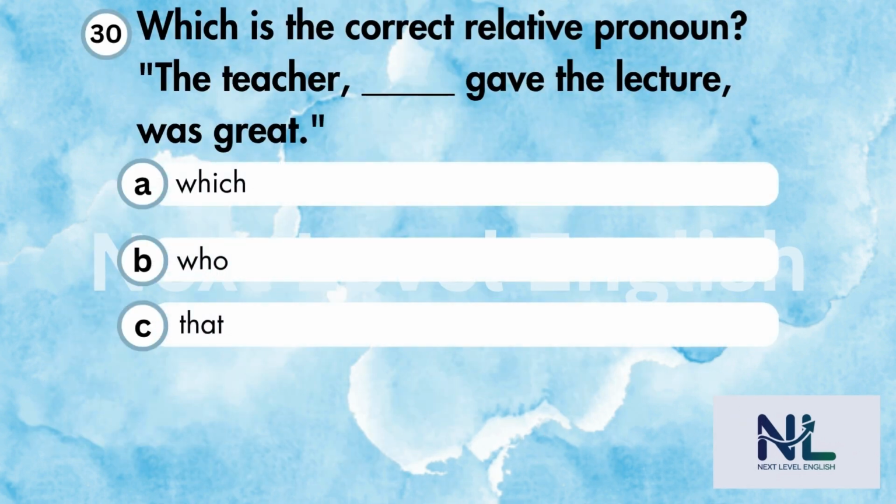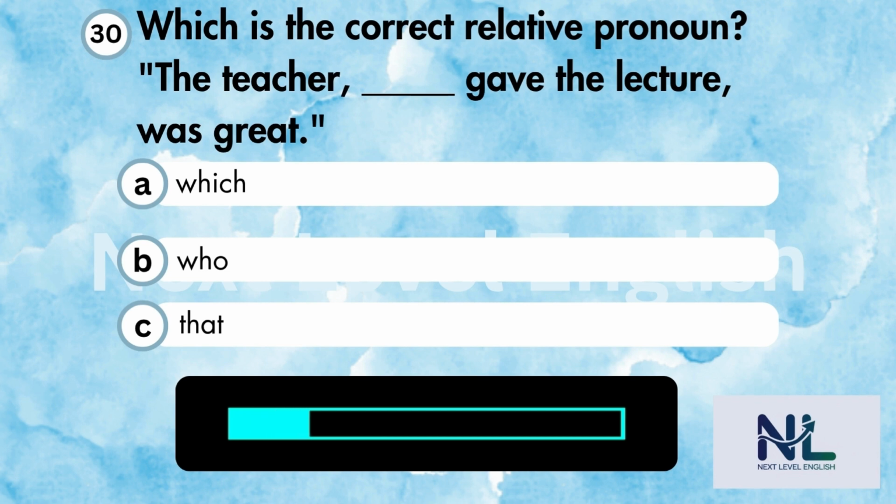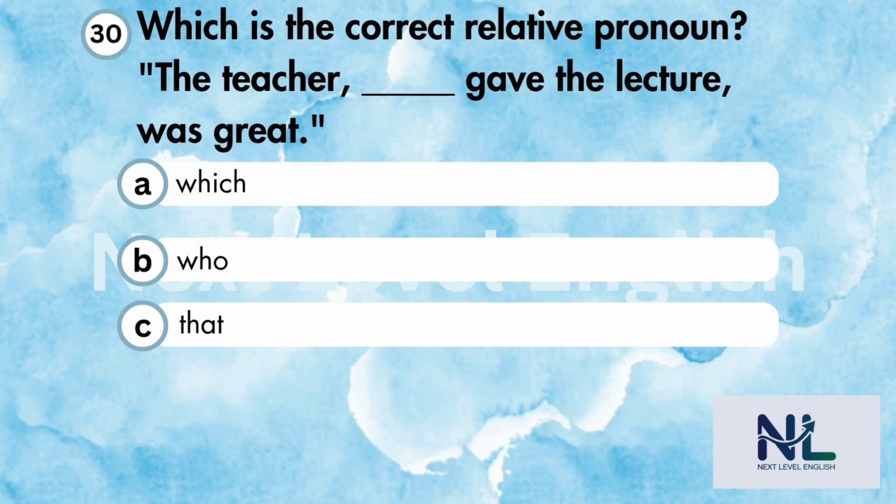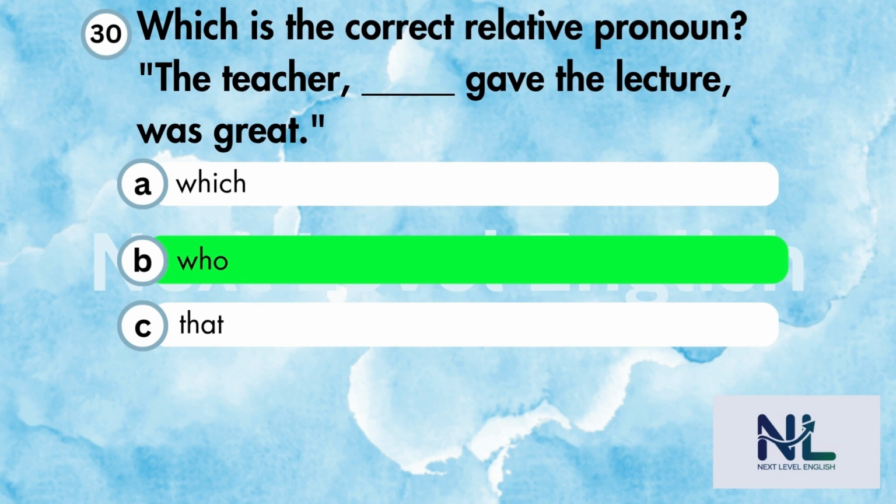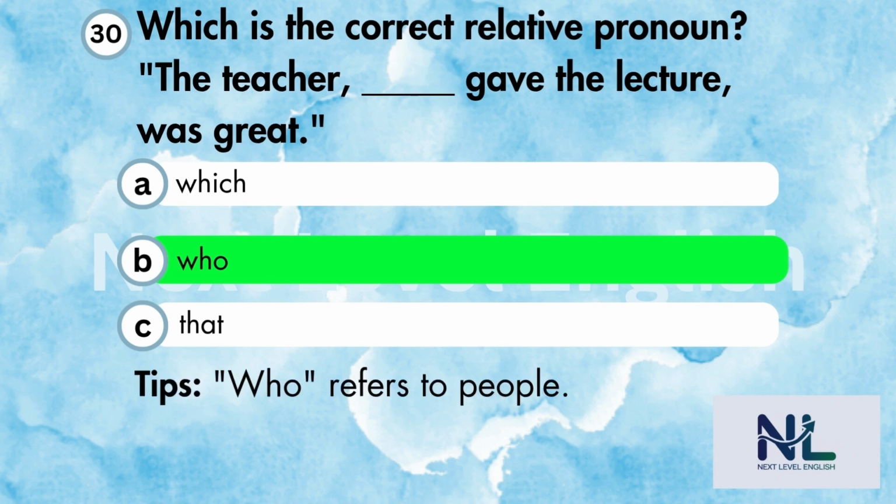30. Which is the correct relative pronoun? The teacher gave the lecture, was great. Who. Tips: who refers to people.